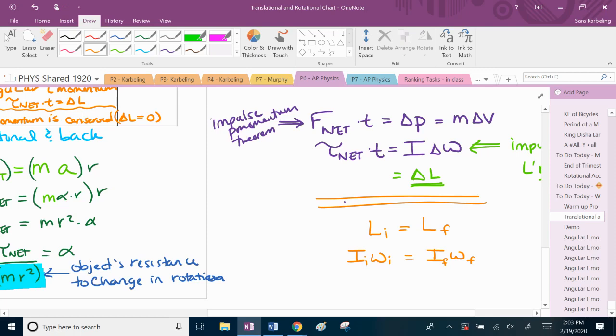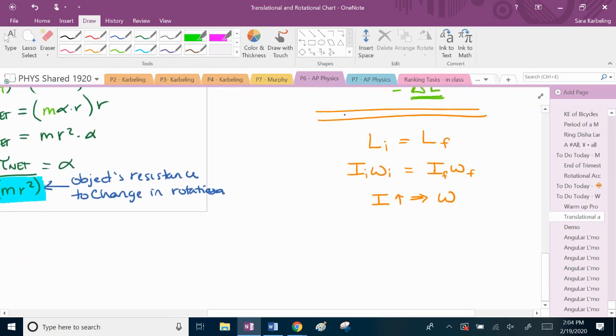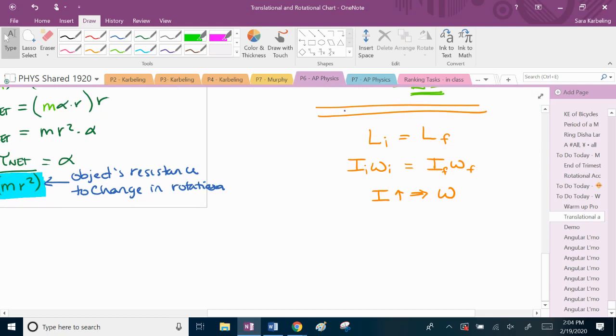Here's why. If I increases, the moment of inertia increases. That means that the mass gets further away from the axis of rotation. What does that mean about the angular velocity? What do you think? If I goes up, what would have to happen to omega? It would have to go down. And similarly, the opposite is true.